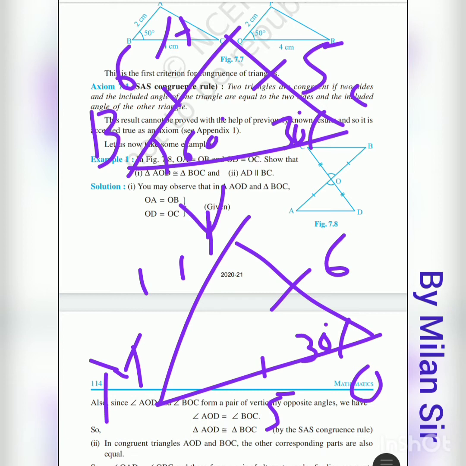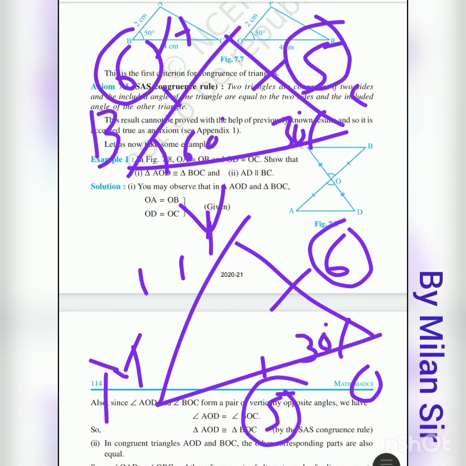Now we need to find the other sides. Okay, so here AB is equal to YO, and AC is equal to MO. These two sides are the same, right? Now the 30 degrees is here, and here. Now the included angle between these two sides is angle A, right? If we join sides 6 and 5, it makes angle A, right?